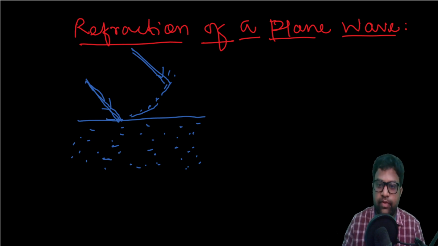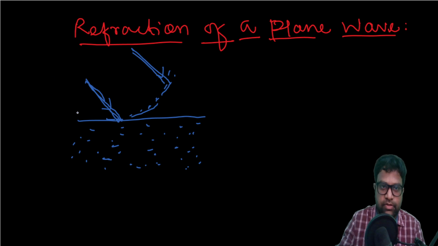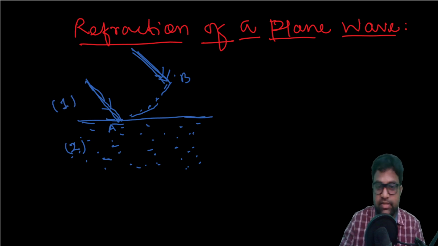Refraction of a plane wave, and we consider the Huygens principle here, considering light as a wave. So instead of a single ray, let's say AB is a wave front, here it is A, here it is B. This is a wave front which is propagating in this direction, and it will strike medium 2. This is medium 2, this is medium 1, right? And this is rarer to denser.